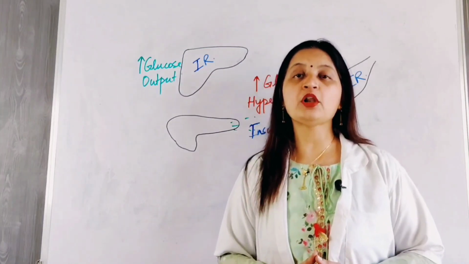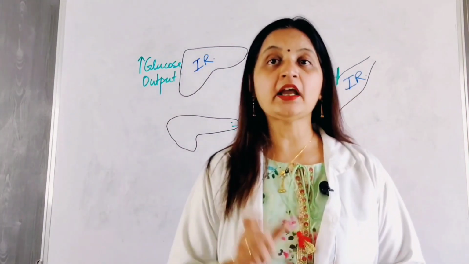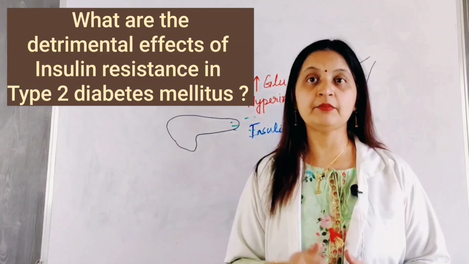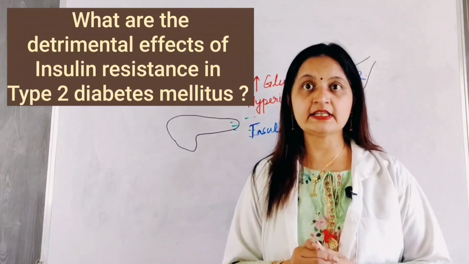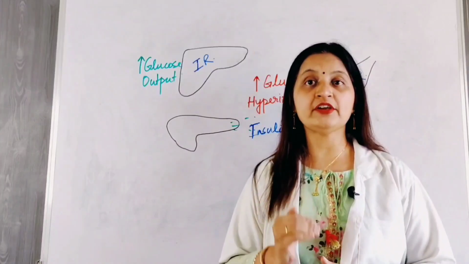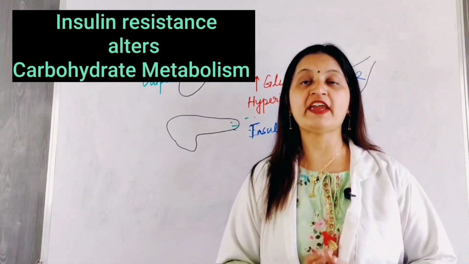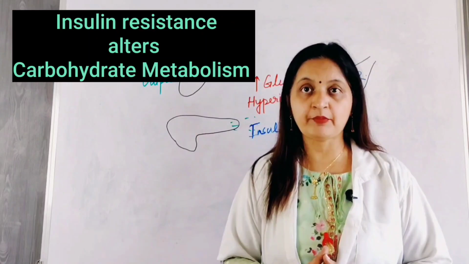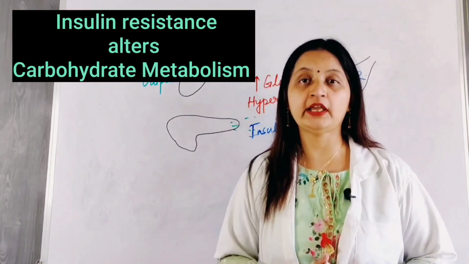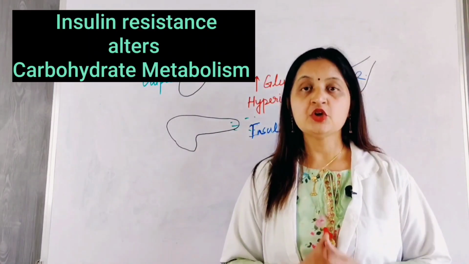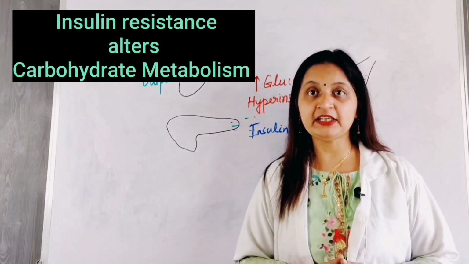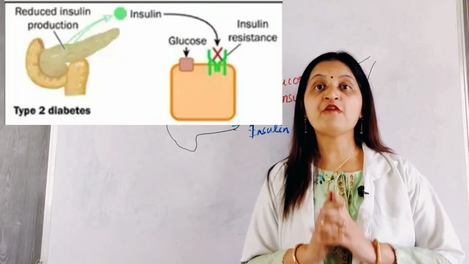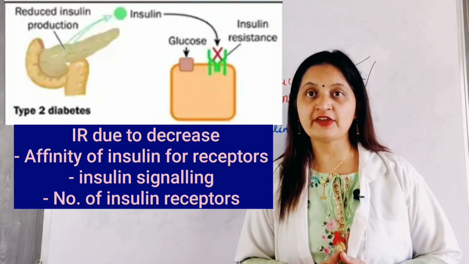Before discussing the role of PPAR-gamma receptor in regulating carbohydrate and lipid metabolism, let's first understand the detrimental effects of insulin resistance and how lowering of insulin resistance has a beneficial effect on carbohydrate and lipid metabolism and hence useful in type 2 diabetes mellitus. As we can see in this figure, insulin is secreted from the pancreatic beta cells, but the tissues fail to respond to the actions of insulin.